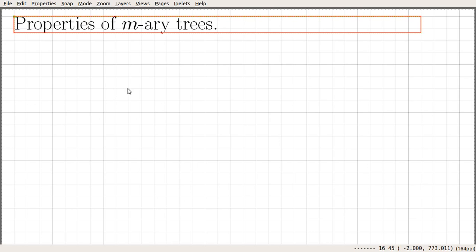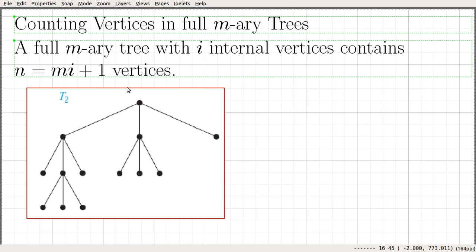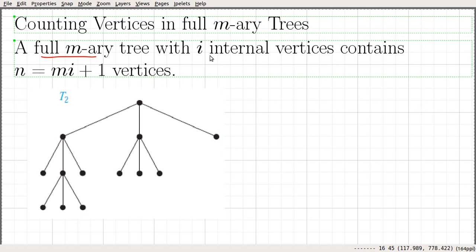Okay, in this video we are going to look at some properties of m-ary trees. So the first property is about counting the vertices in a full m-ary tree. The statement reads as follows: a full m-ary tree with i internal vertices contains mi plus 1 vertices.